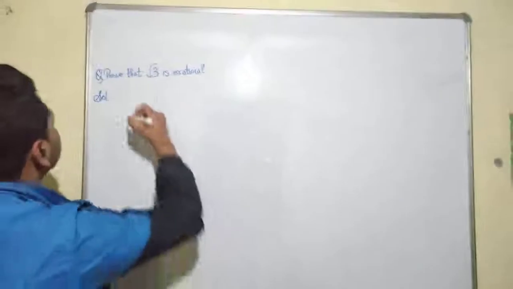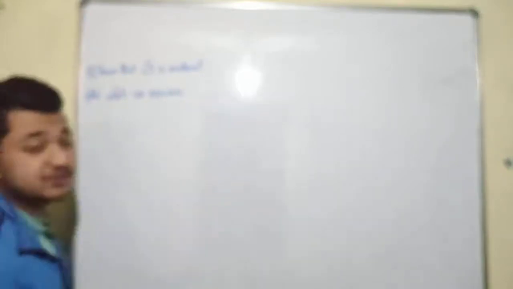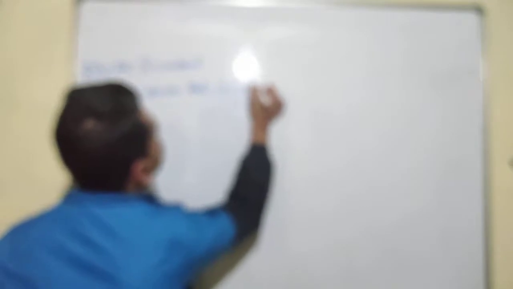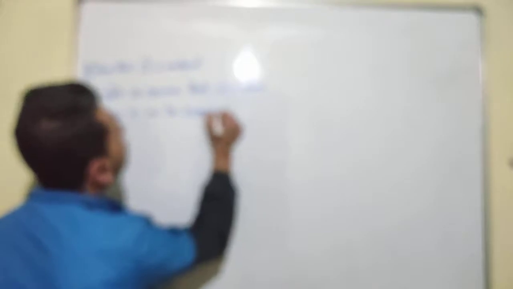We'll write, let us assume. Assume means we are just taking it. Let us assume that root 3 is rational. We'll just assume that root 3 is rational. If root 3 is rational, it can be expressed in the form p by q, because rational numbers can be expressed in the form of p by q.